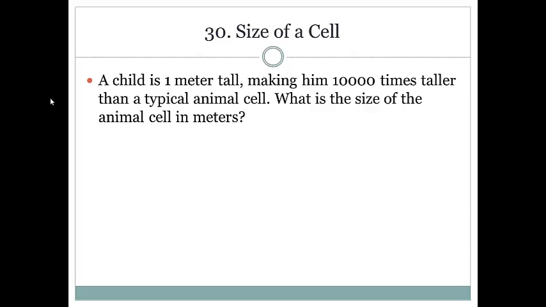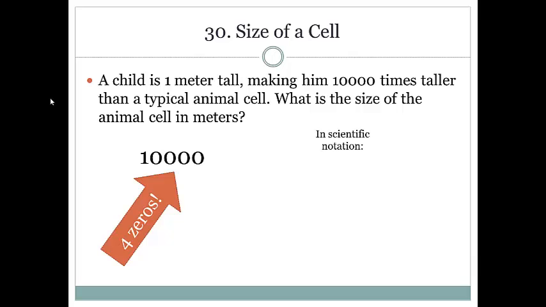Next question is about the size of a cell. So a child is 1 meter tall, making him 10,000 times taller than a typical animal cell. So what is the size of an animal cell in meters? So basically, a child is 10,000 times bigger than an animal cell. So, if we count the zeros, we've got 4 zeros. So if I were to write that in scientific notation, it would be 1 times 10 to the negative 4.